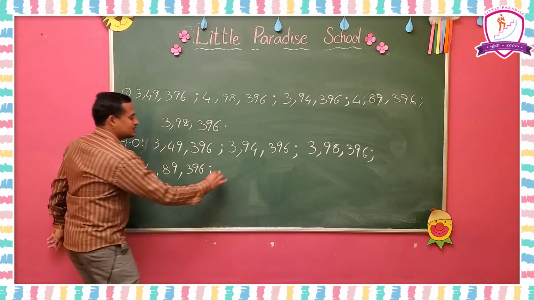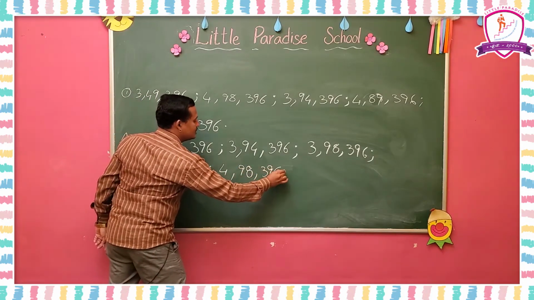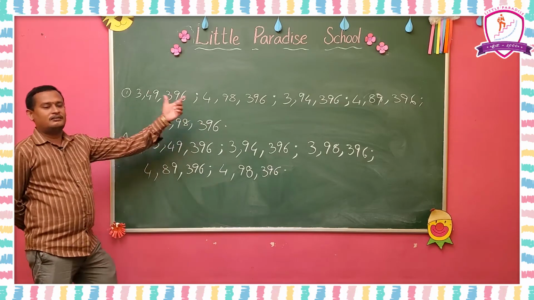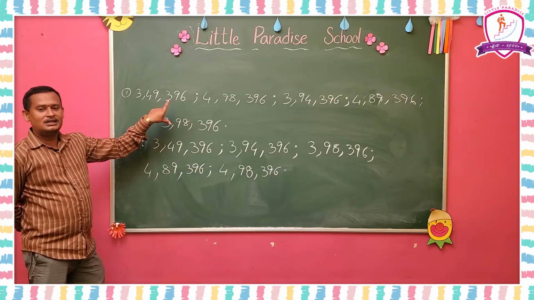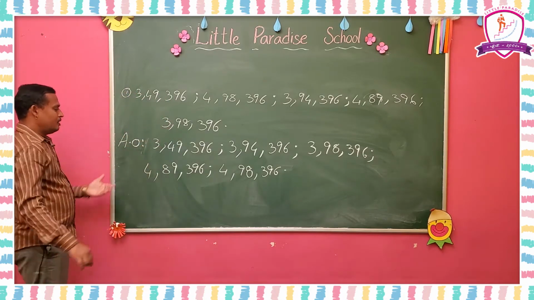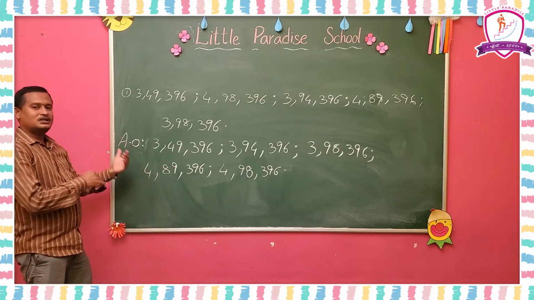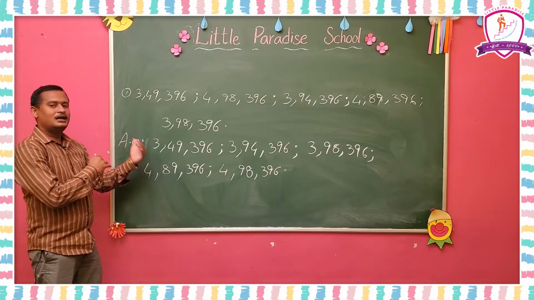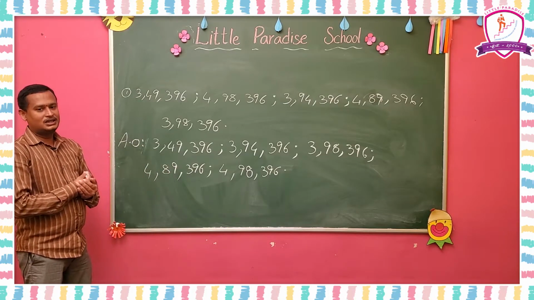After that, 4,98,396 is the biggest one among the given numbers. Like this you have to arrange the given numbers into ascending order. Descending order means you have to arrange the given numbers from big to small. Then we will get the descending order. Understood? Like this you have to do the sums.